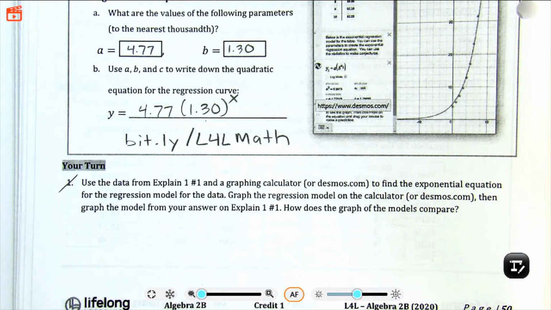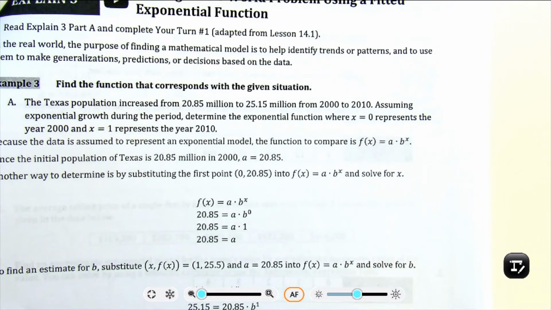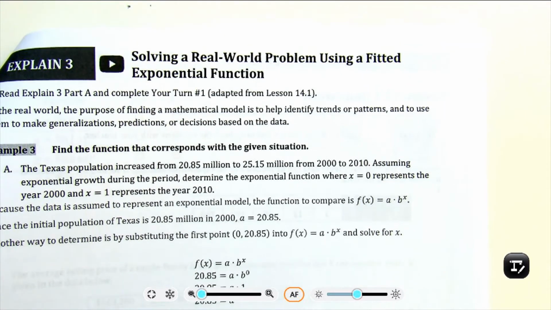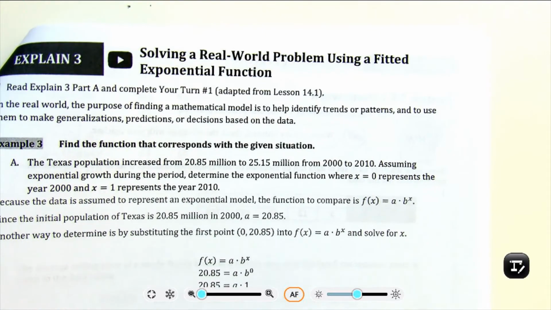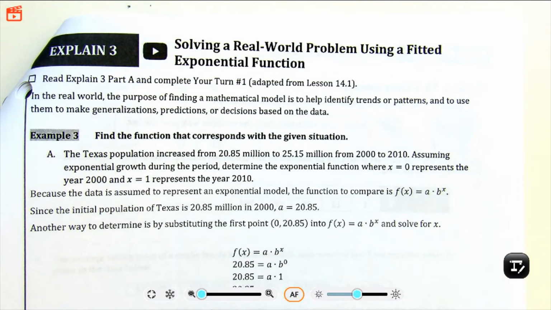The last part of this lesson is solving a real-world problem using a fitted exponential function. Okay, so in the real world, there are situations that occur that require a mathematical model to look at trends or patterns, or to make predictions based on decisions from the data. So let's look at one example.